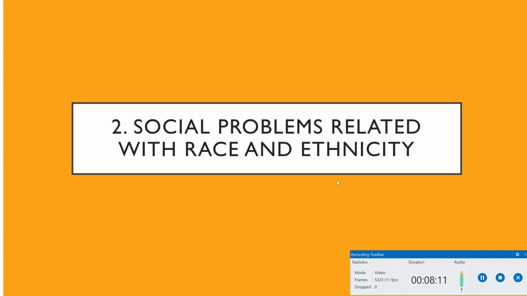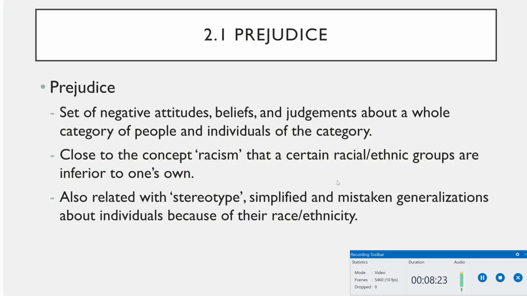Because of race and ethnicity, there are many social problems related to those issues. I want to cover that, and show you the background explanations of those issues. The first one is prejudice. Prejudice is a set of negative attitudes, beliefs, and judgments about a whole category of people, like subgroups of the population. That could be African Americans, Hispanics, Asians, or even whites.